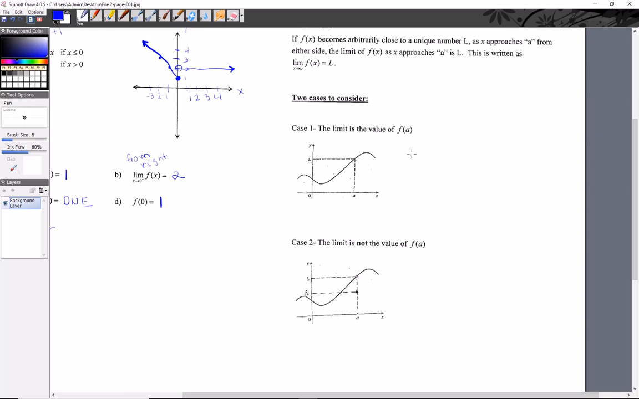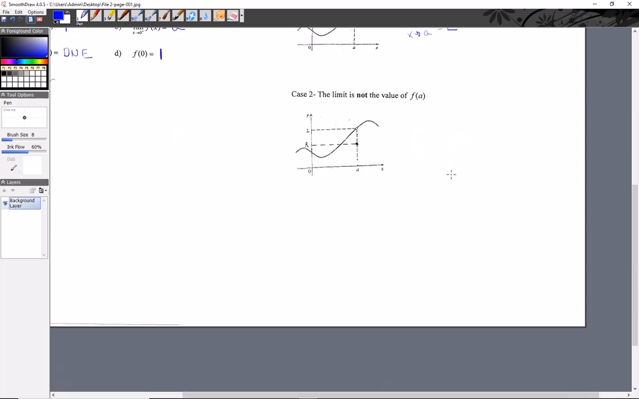Basically, you can see right off the bat that if you are looking at what this function is doing at a and just go from a up and over, then the output here is L. It's also true that if you are approaching this value from either side, as x approaches a from the left, as x approaches a from the right, it is going to converge on L. So we can also say that the limit as x approaches a is also L. Now I want you to contrast that to this.